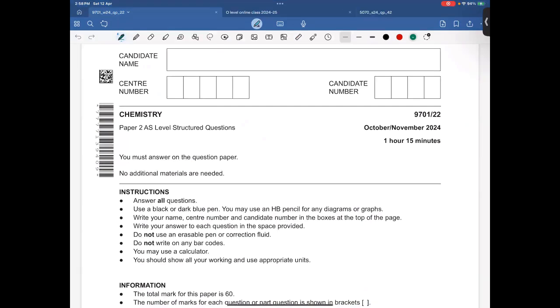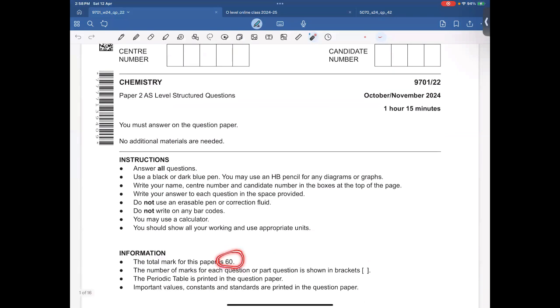Hi everyone. Let's start paper 2 of AS level, October-November 2024, variant 22. The duration of this paper is 1 hour 15 minutes. We need to attempt all the questions and the total mark for this paper is 60. The periodic table is given at the end of the question paper. Also, the relevant constant data table is also given in this question paper.